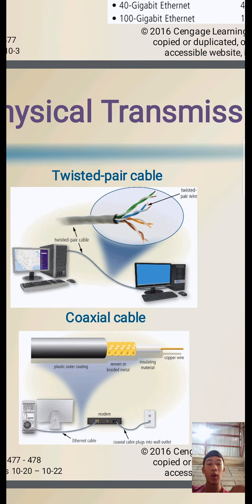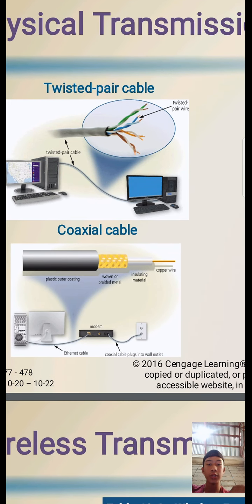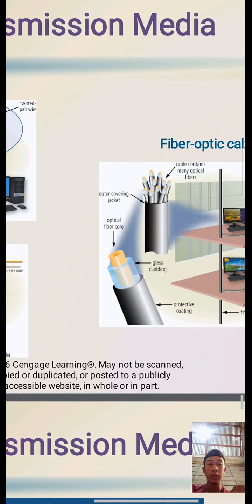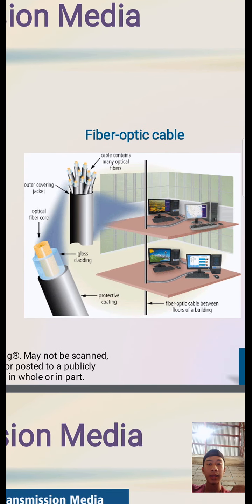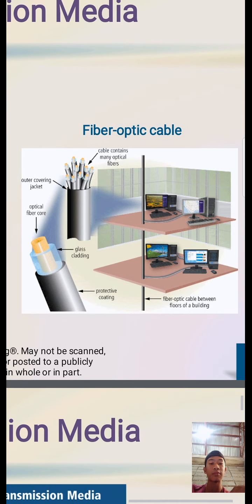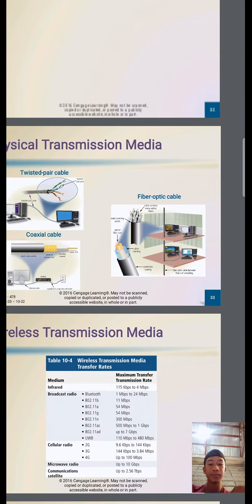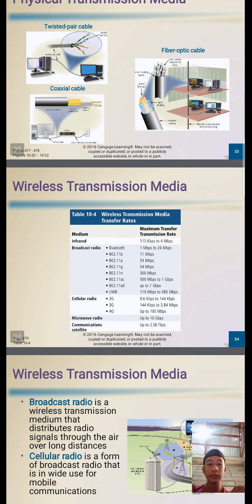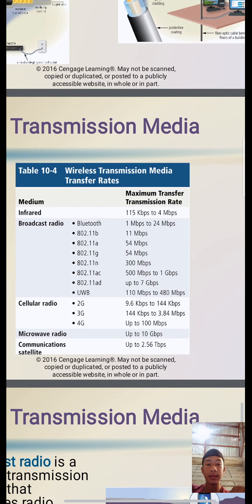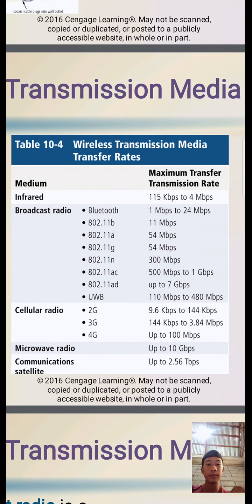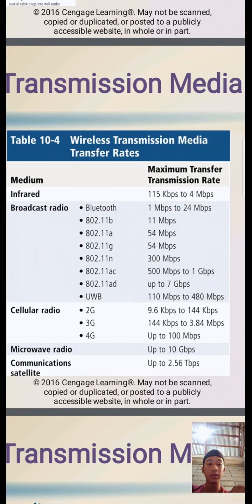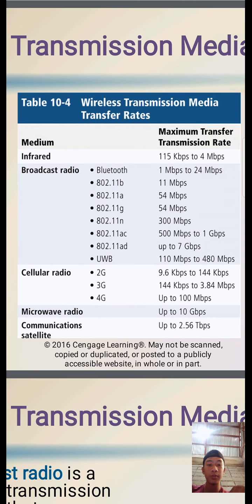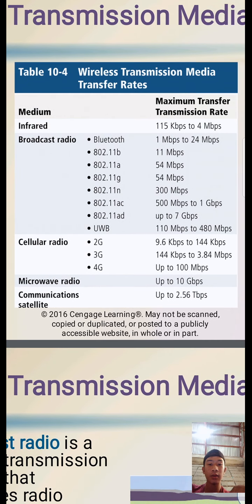So, itong twisted wire cable, coaxial cable, at fiber optic cable. So, yan. Nakikita natin yung pagkakaiba nila, di ba guys? At ito naman. So, ang broadcast radio, Bluetooth, yan, 0.08 Mbps, cellular radio, or microwave, and communication satellite.